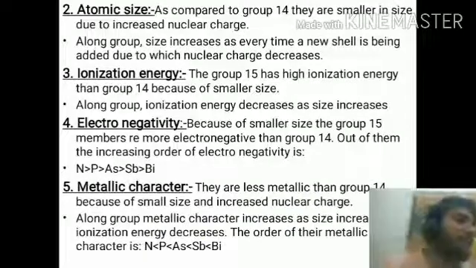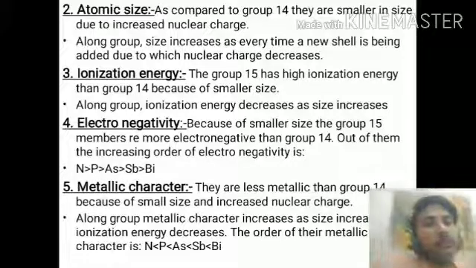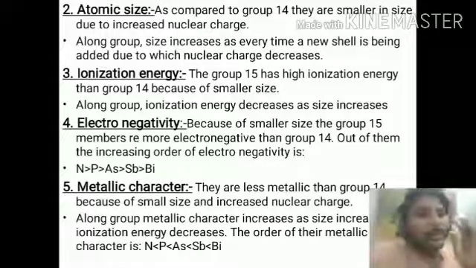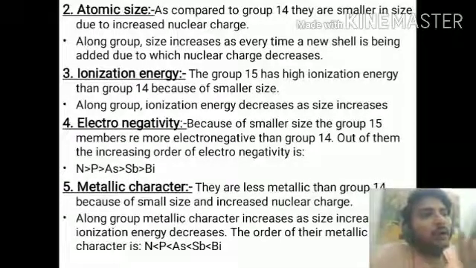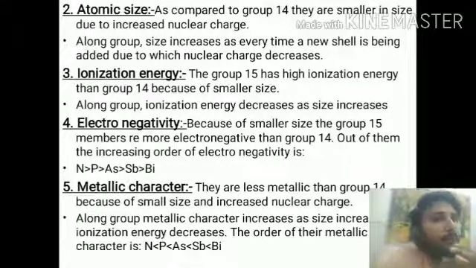Okay, now atomic size. Most important thing you have to study about it. How does the atomic size vary when we go from top to bottom in the periodic table and from left to right in the periodic table?